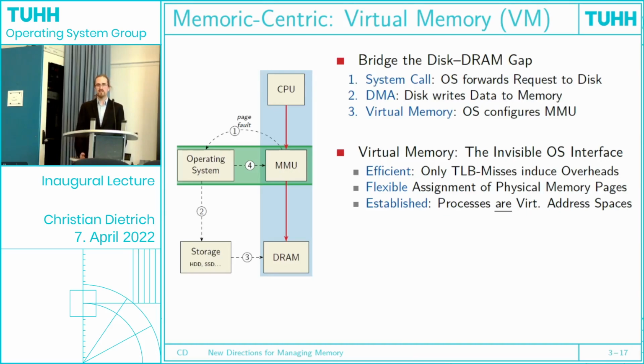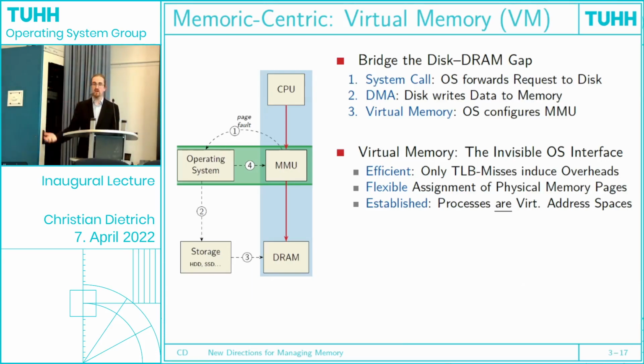And then the operating system configures the memory management unit to present this physical memory, where the data is now located, to the user in the virtual memory surface. And really, when you think about it, virtual memory is kind of the invisible operating system interface. Usually we say system calls are the operating system interface, but virtual memory is also some kind of how to interact with the operating system. When it's set up, it's very efficient.